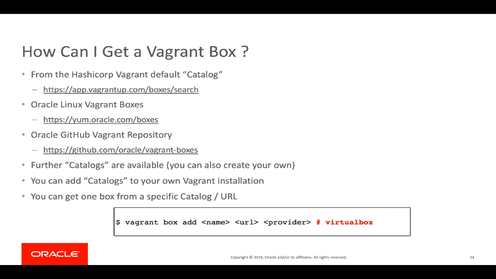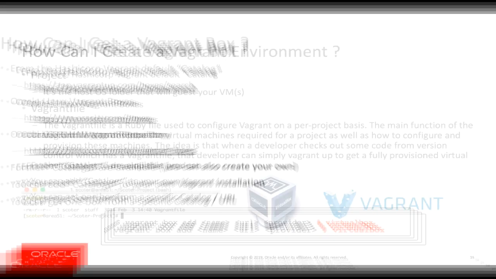Further catalogs are also available. You can even create your own, which can be a public one, or you can also create a private catalog. And the cool point is that you can obviously have more than one catalog configured for your Vagrant installation. And if you do not want to configure a catalog, you also have the option to specify a URL where to download a Vagrant box. So you can associate a name to a Vagrant box that will be downloaded from a public or a private website.